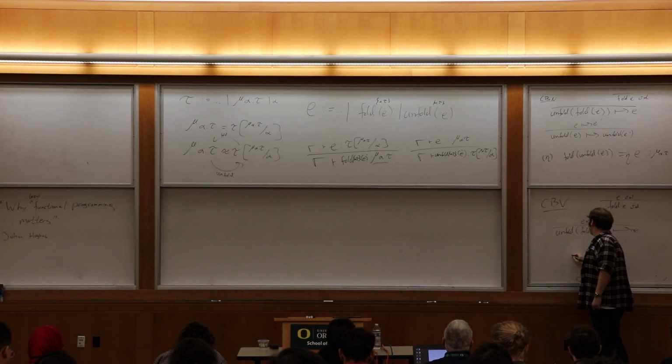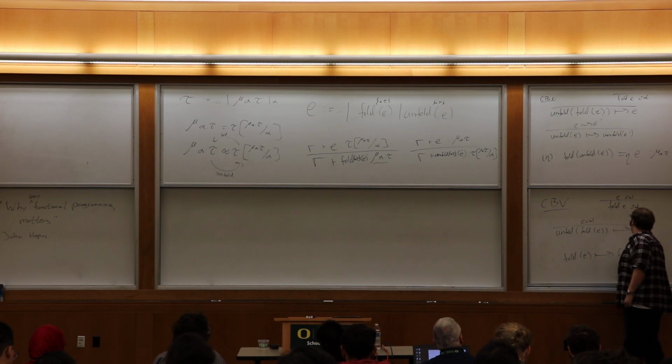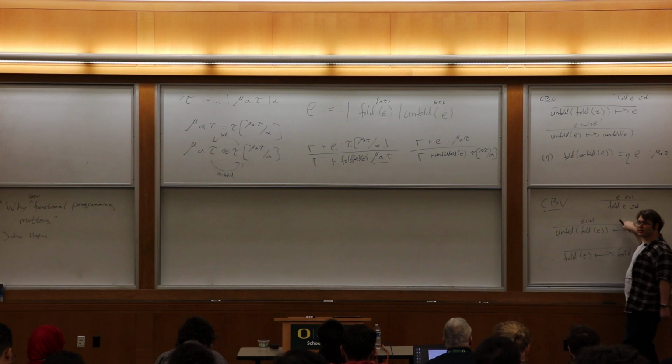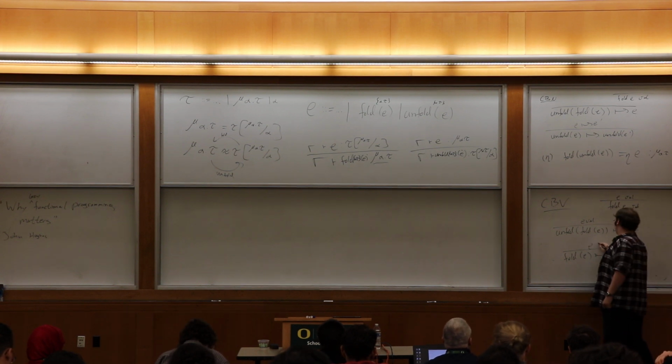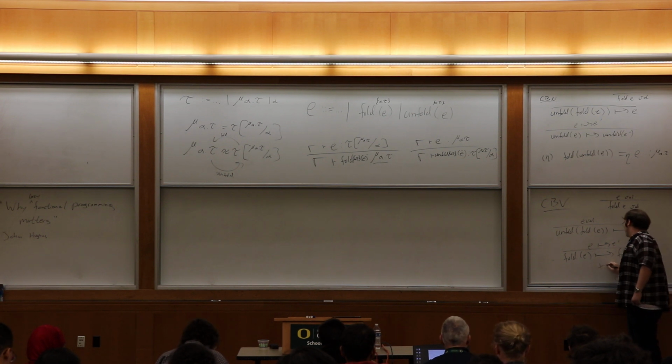But then there's also this extra. If I've got a fold of something, I should at least try to evaluate it so that I can eventually run that rule. So E goes to E prime. So this is call by value, and then the plus the other one.